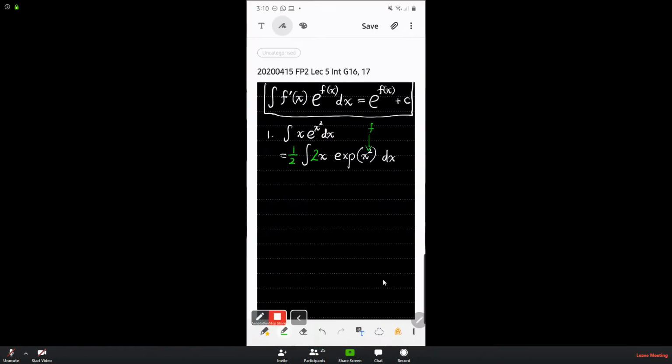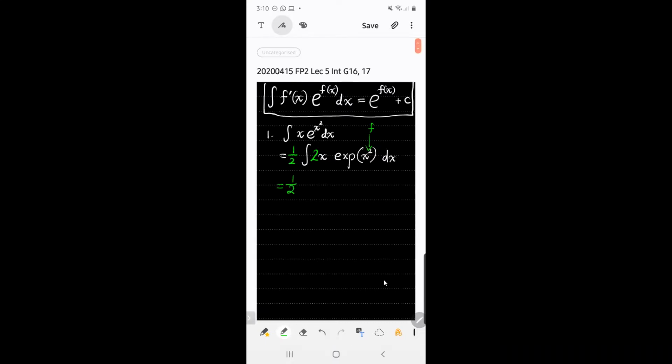So now let's continue. So we have half. Whatever is outside the integral, you just copy. So you have half, then after that, exponential x squared. So you have exp bracket x squared, then the arbitrary constant c. This is one way of writing the answer.